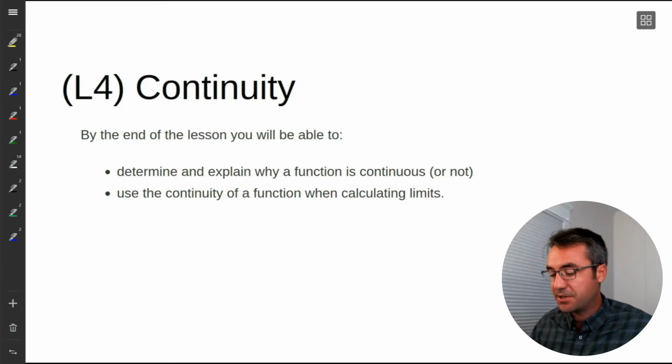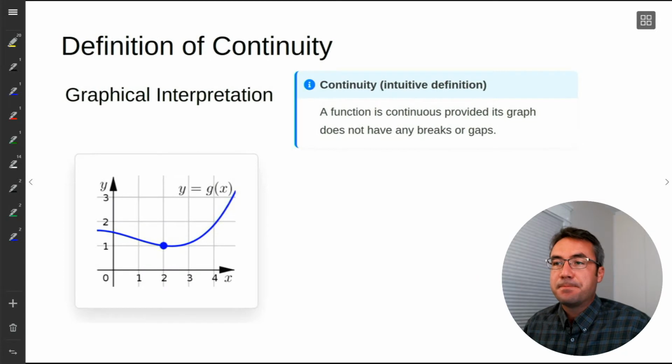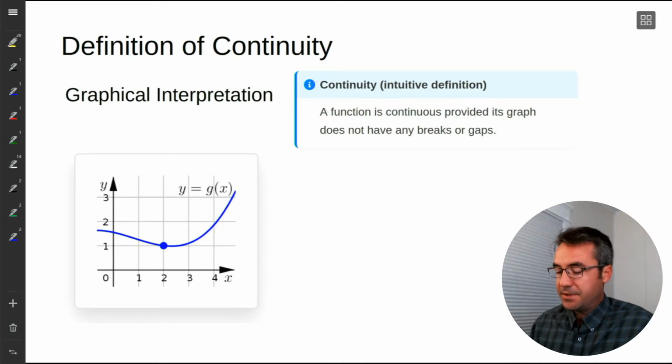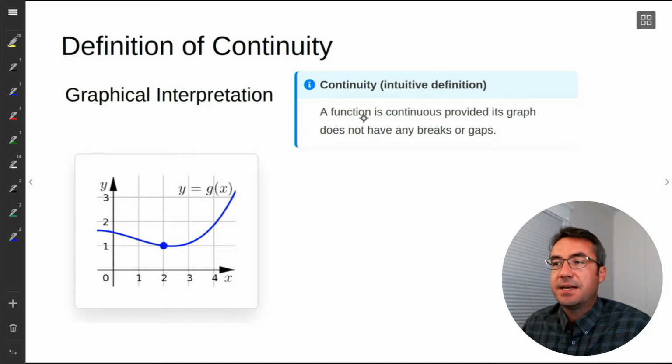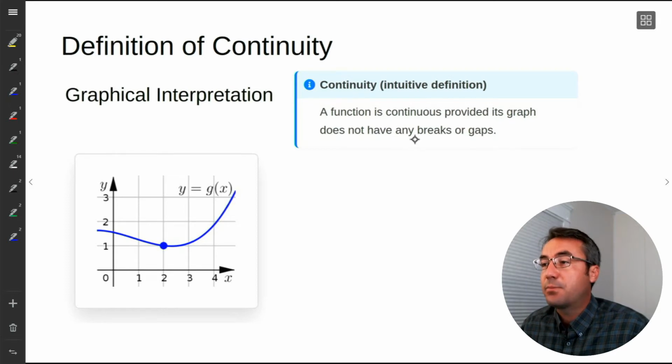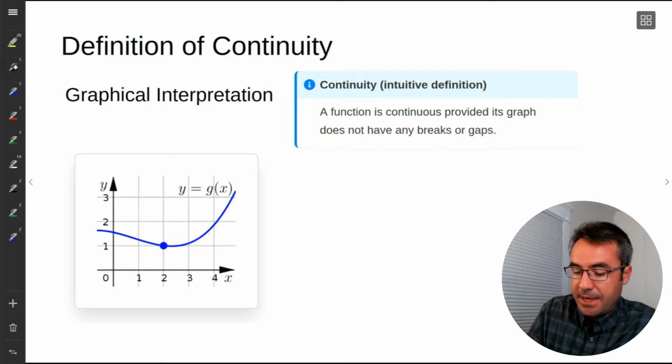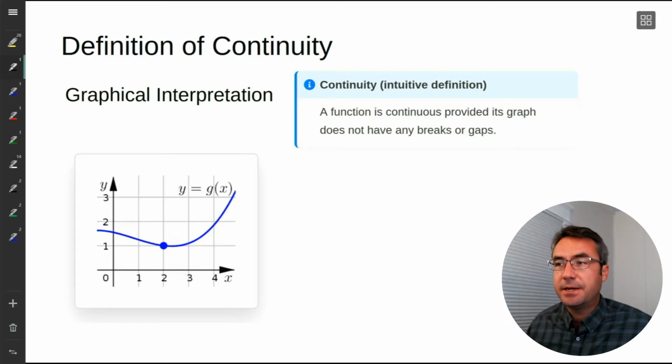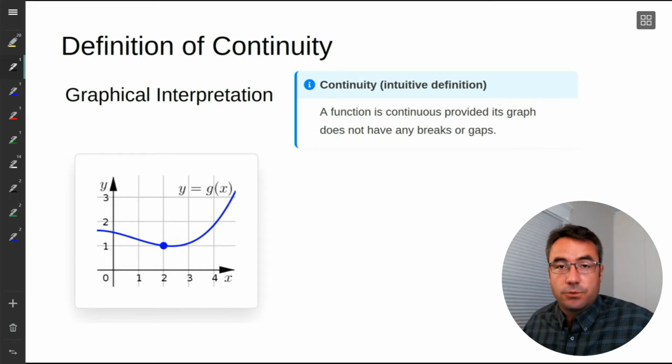All right, so let's start with the graphical interpretation. We're going to define what continuity is, but first we're going to look at the graphical interpretation. We have this intuitive definition that says a function is continuous provided its graph does not have any breaks or gaps in it. Another way to think of this is a very intuitive idea: when we draw the graph of our function, we can draw the graph without ever taking our pen off the page.